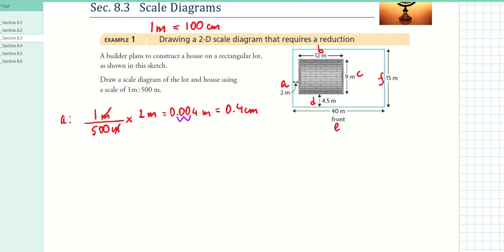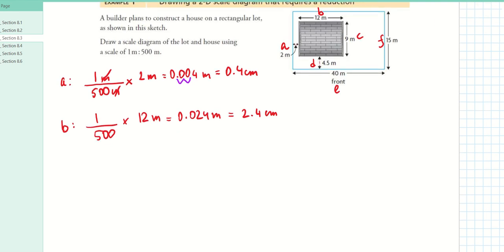Okay, so let's do the next one, which is B. For B, we have, again, the same 1 over 500 times 12. This is going to equal 0.024 meters. Now we're going to convert this using the fact that there's 100 centimeters in a meter, and we're going to move the decimal place 2 spots to the right, so it's going to leave us with 2.4 centimeters. Now you can do this as a separate calculation, but you probably know enough about conversion by now in grade 11 that you don't need to show every single step here.